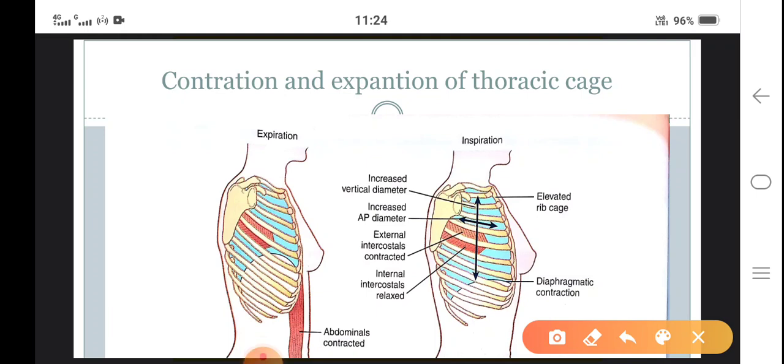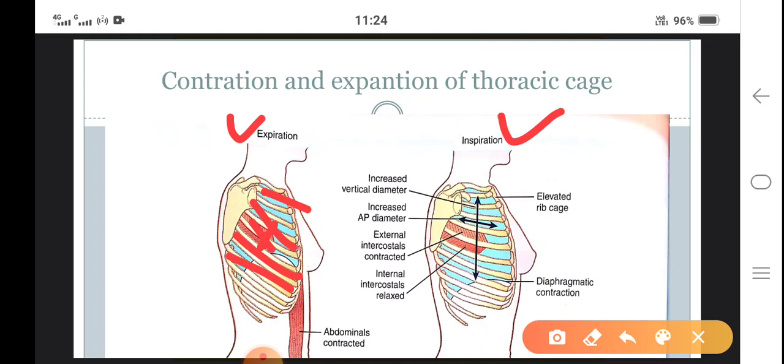This is the diagram explaining the contraction and expansion of the thoracic cage during expiration and during inspiration. These are the ribs, and in between the ribs there is an association of the muscles, in cross section. Here is abdominal contraction, and the next figure is inspiration, because inspiration is an active process during which contraction of the muscles increases the volume of the thoracic cavity.